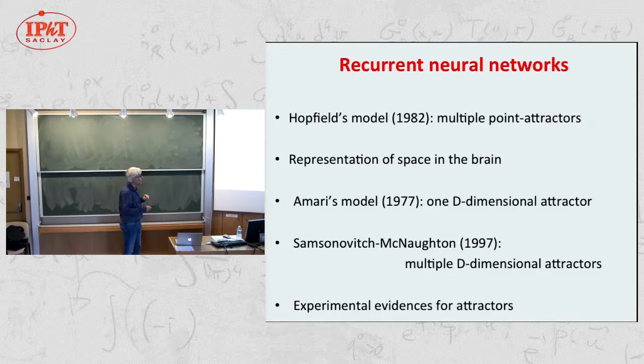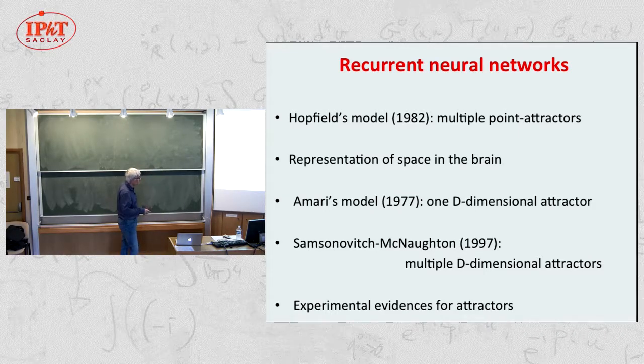So I'll talk about two models. One is the Hopfield model's predecessor, which is actually older, which considers the case of a single d-dimensional attractor, where d in his paper was equal to 1, but actually it can be anything larger than or equal to 1.